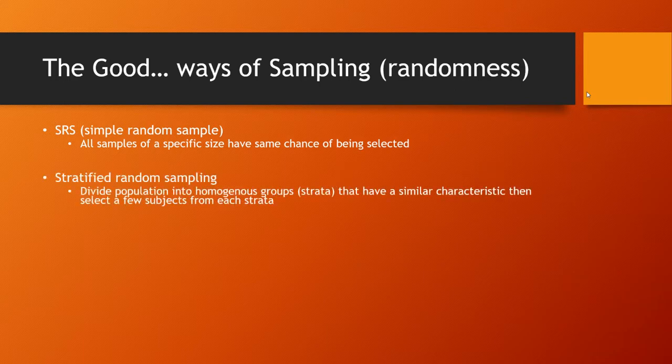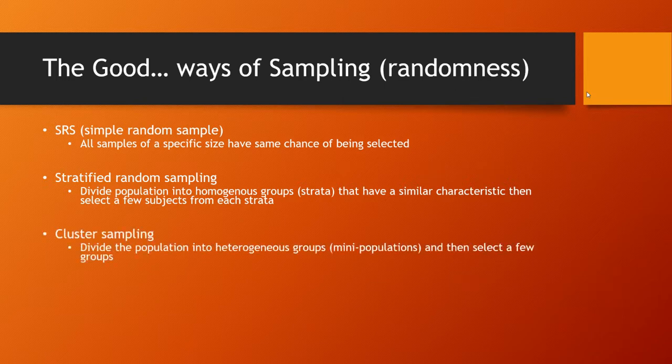There's another one called a stratified random sample, again, all involving randomness, where we divide our population into homogeneous groups called strata that have a similar characteristic. And then we just select a few subjects from each stratum. So for our school, for example, we would divide our population of students into maybe freshmen, sophomores, juniors, and seniors. And I would go and select maybe 12 freshmen, 13 sophomores, 12 juniors, 13 seniors. And then I would have my sample size of 50, and I'd have a good representation of my student body, because there would be no group that was left out. Okay, no group of a characteristic that was left out. So that's a stratified random sample.